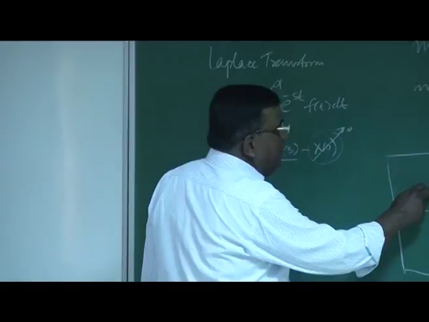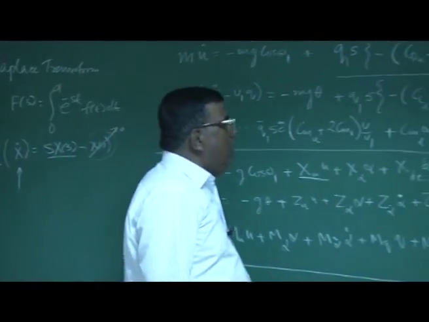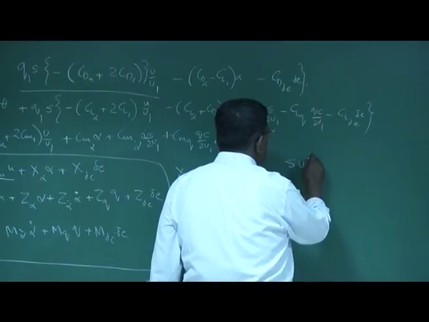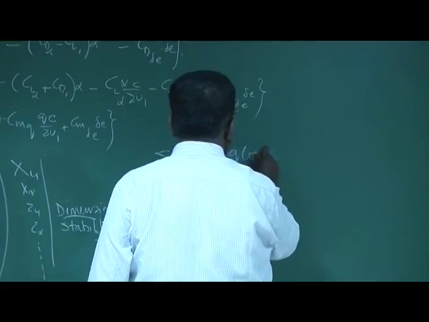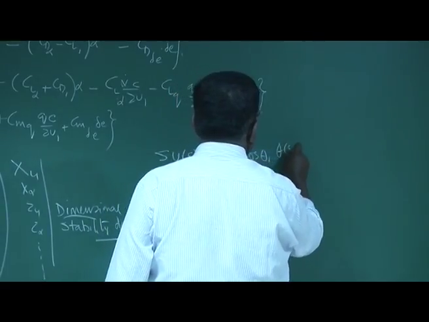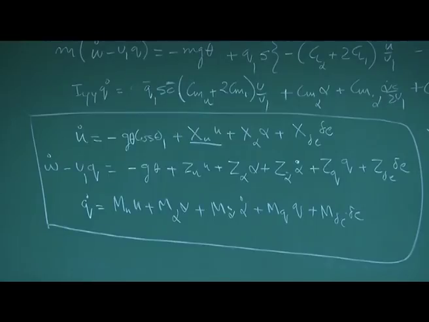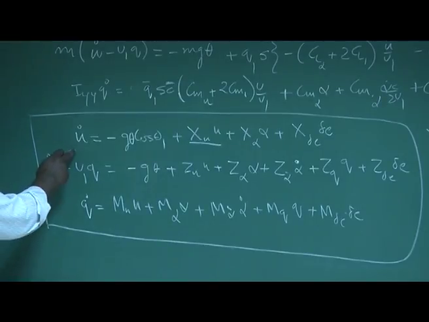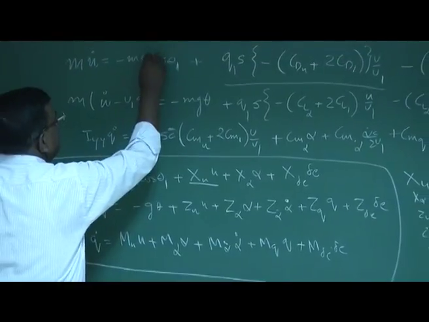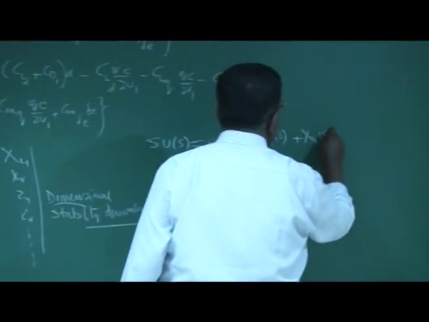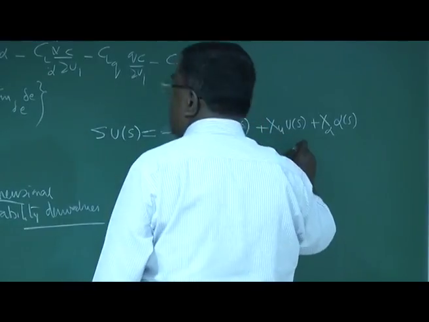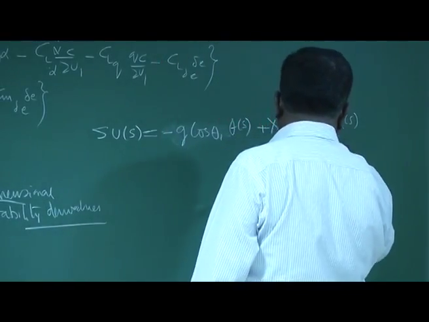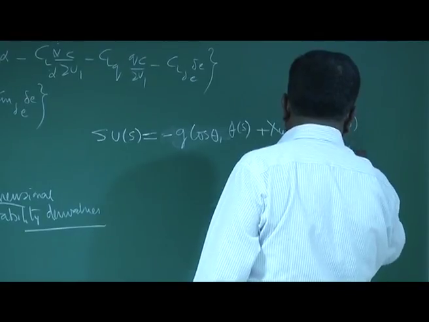If I take a Laplace transform here, what will happen? For u dot, it will be s u of s equal to minus g cos theta 1 into theta of s. Now we take the Laplace transform on this equation, and then you will see, of course, we have made some mistake here. There should be a theta term here, plus xu into u of s plus x alpha into alpha of s plus x delta e into delta e of s.